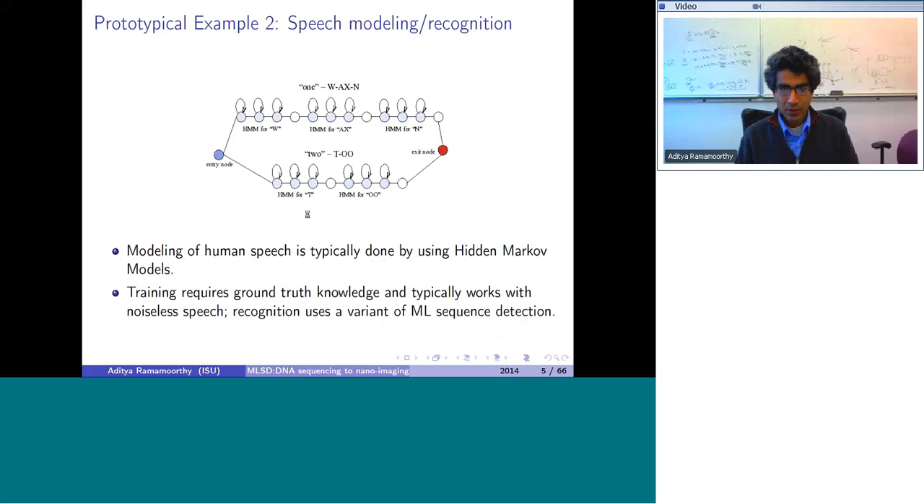Another prototypical example is speech modeling and recognition, where typically you model the speech using hidden Markov models corresponding to different words. You train different hidden Markov models for different words, and using these, you then perform not exactly sequence detection, but the forward-backward algorithm for determining which word was spoken by a given user. In this particular case, you require some ground truth knowledge in training, and this training typically works with noiseless speech, and the recognition is again done by a variant of sequence detection. So these are two areas where it has had a very profound impact.